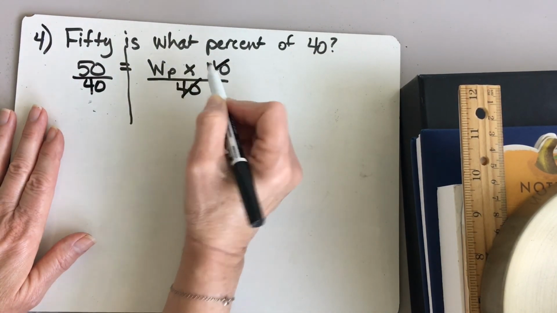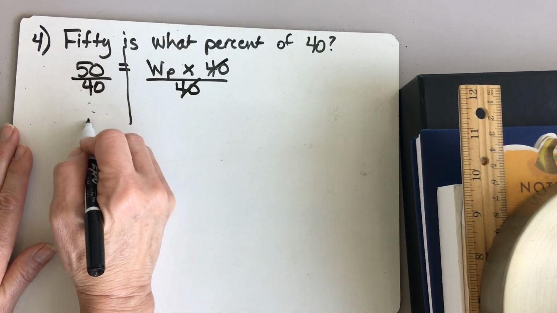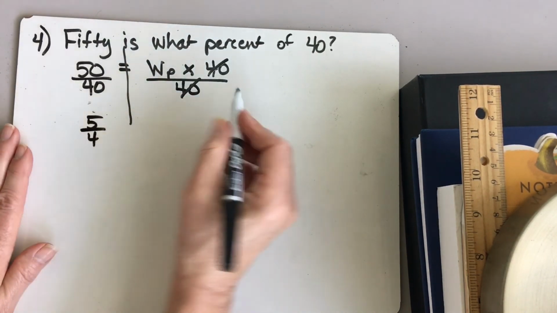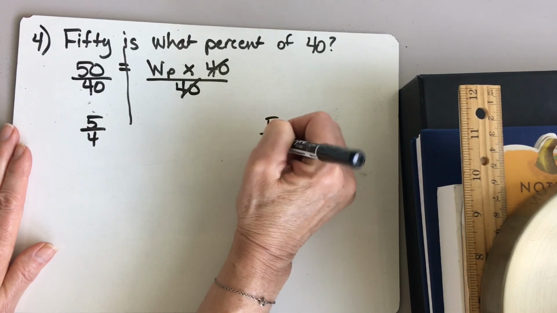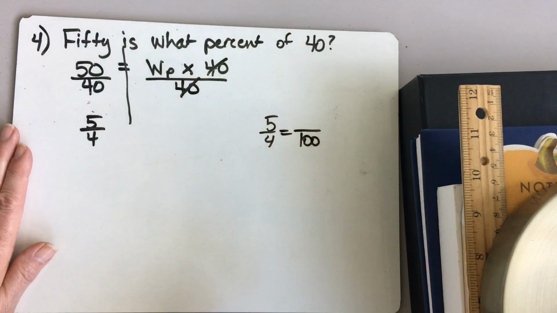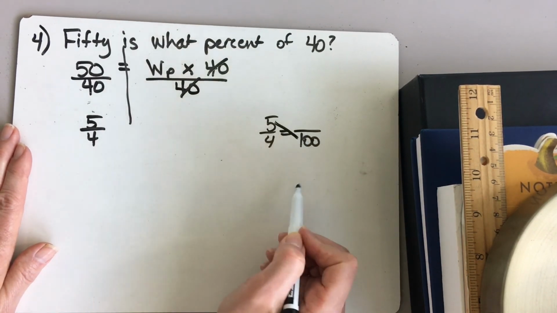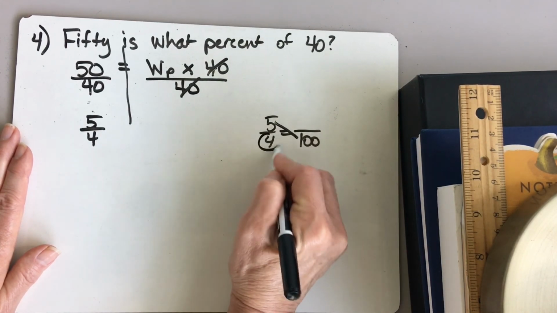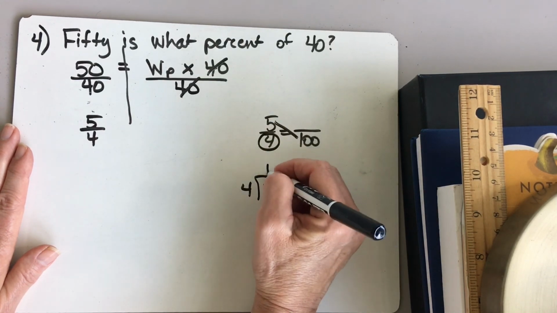This crosses out, and then here's our problem. I'm going to go ahead and just reduce it to 5/4, and then we set it up. Remember, we're looking for a percent, so we have 5/4 is equal to whatever over 100. We're looking for that percent because percent is whatever is that over 100. 5 times 100 is 500. We divide by the bottom number. 4 goes into 5 one time.